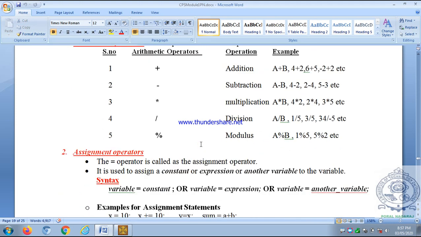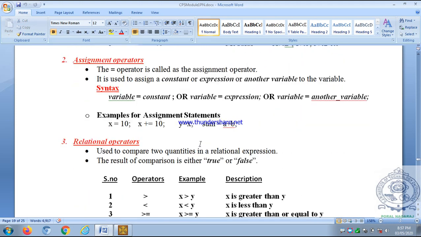So next we have assignment operators. The assignment operator is used to assign a value to a variable. In C language, the single equals symbol is called assignment operator. Okay, so it is not an equal sign here, it is called assignment operator. So why is it used? It is used to assign either constants or expressions or another variable to the given variable.